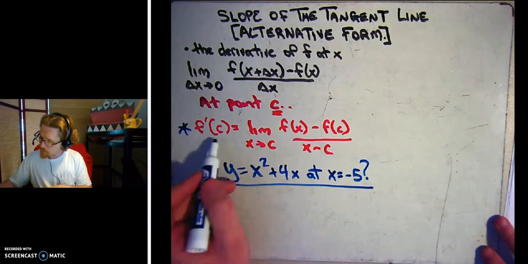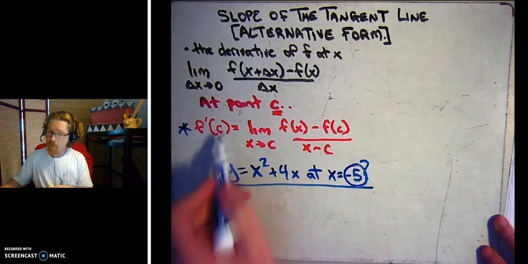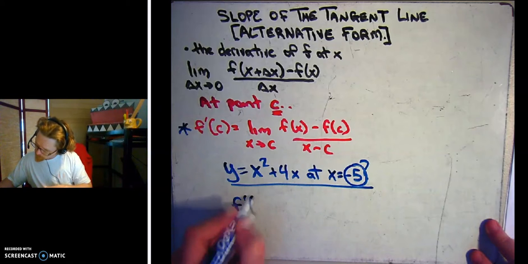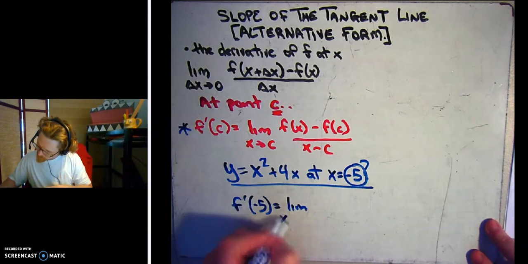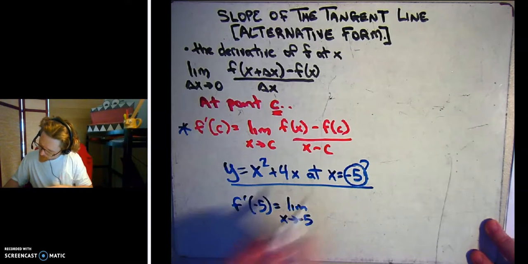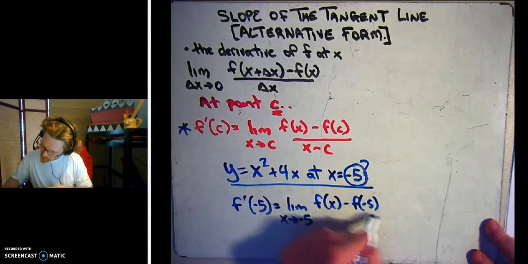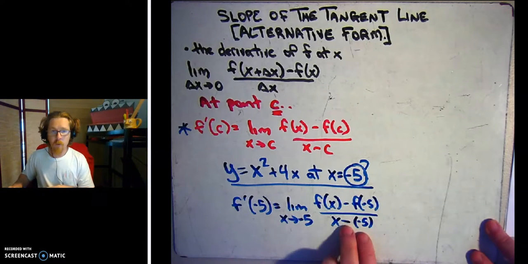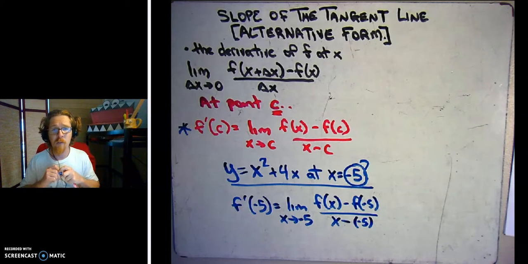So if I use negative 5 as my c value, just plugging this in, it's going to look like this. f prime of negative 5 is going to be equal to the limit as x approaches negative 5 of f of x minus f of negative 5 over x minus negative 5. Now notice I still have minus and it's a negative 5. We will switch that into a plus. We'll add opposites in just a bit.